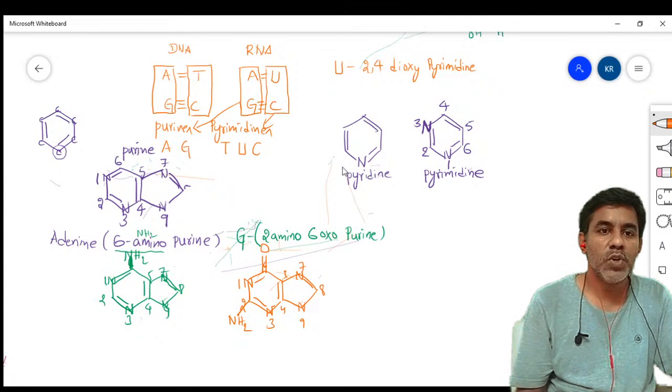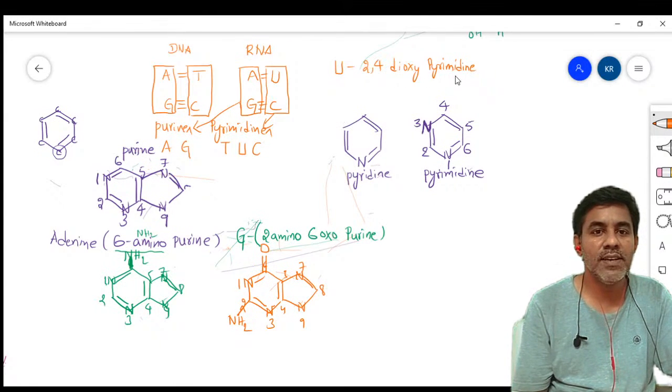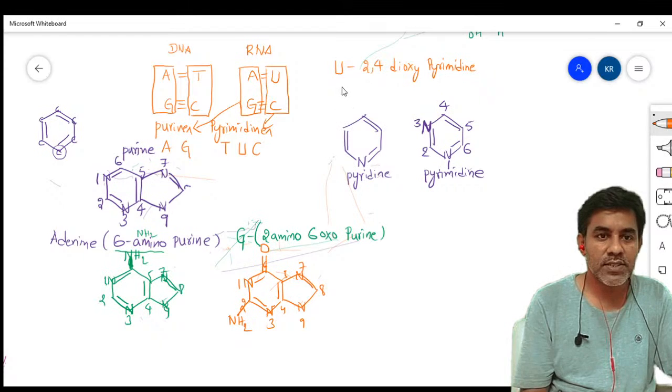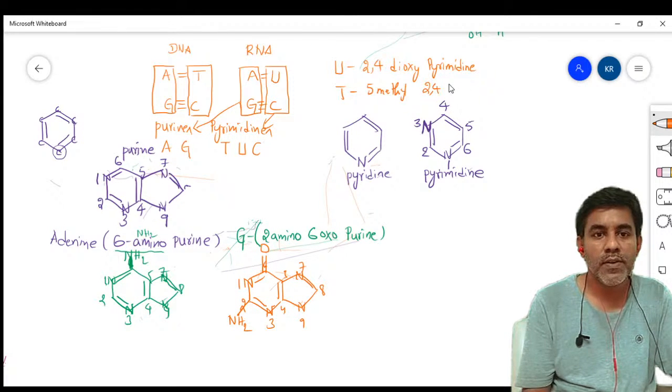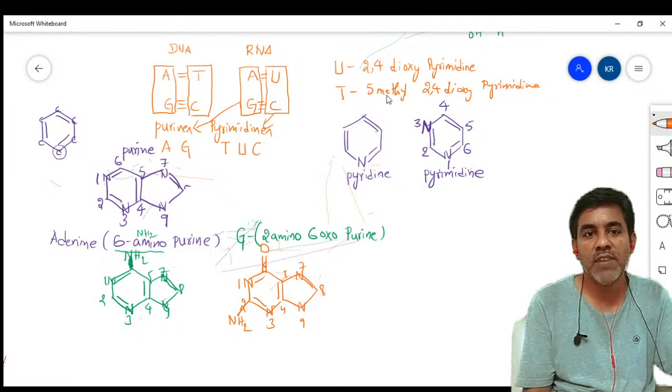Okay then. So uracil means 2,4-dioxypyrimidine. So next, thymine. Thymine means 5-methyl 2,4-dioxypyrimidine. The only difference is that at the 5' position, you will find a methyl group. So methyl group means CH3 group.